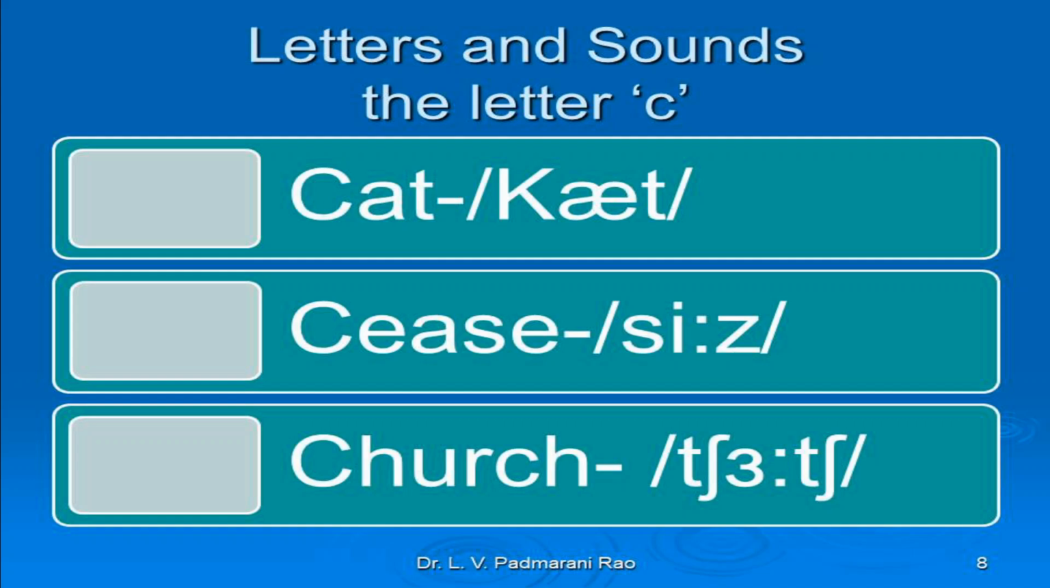So it is cat. If you look at the second example, C-E-A-S-E. Now this is not keys, but this is seas. The letter C is pronounced as the sound s. If you look at the third example, C-H-U-R-C-H. Now this is not pronounced as kirk or sirs, but it is pronounced as church. The same letter C in the third example is pronounced as ch. Now this adds to the confusion of the pronunciation.